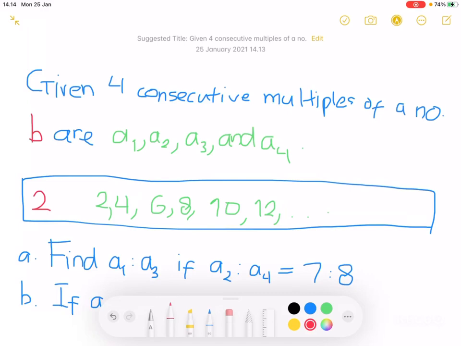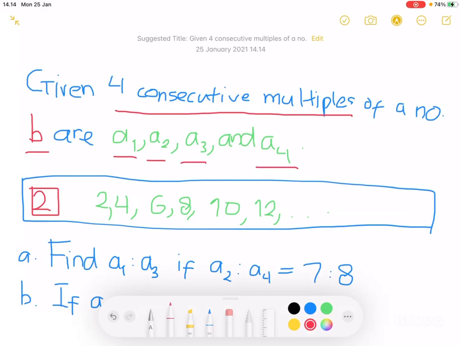Looks innocent at first, but it looks pretty devastating if you look into it more. So given 4 consecutive multiples, I will explain that a bit later, of a number b, or a1, a2, a3, and a4. And what I mean by consecutive multiples is like so. Given you have your b value, this is just an example, not the answer.